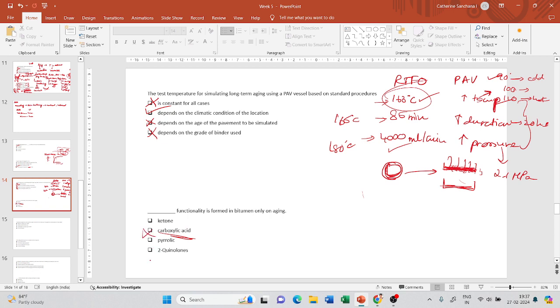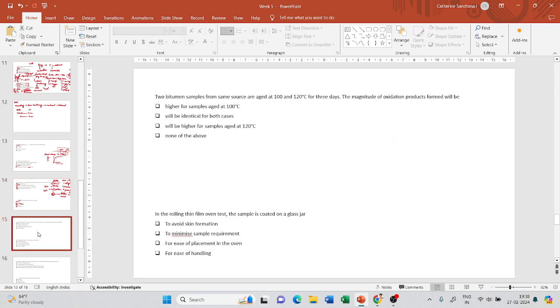Pyrrolic and 2-quinolones are present in bitumen even before aging. So they are not formed in bitumen on aging. So ketone is the only functionality amongst these which is formed only on aging. Though carboxylic acid is formed on aging, it is not found only on aging, because it can already be present in bitumen as well. Okay. So the answer to this is ketone.